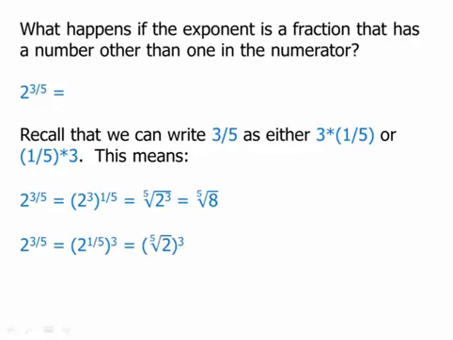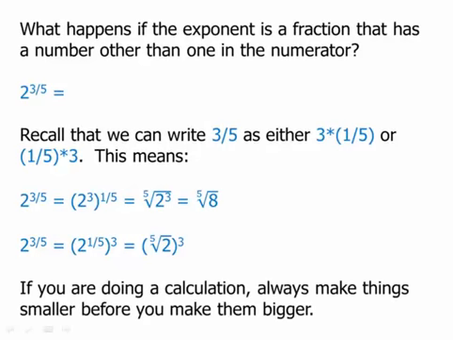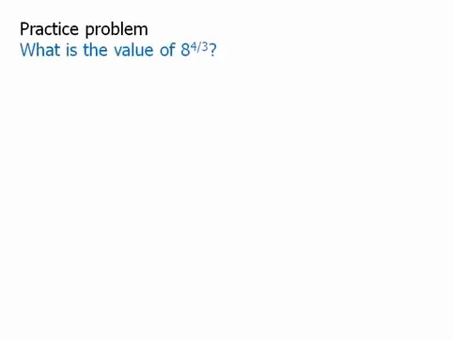Another way I could do it would be to write the 5th on the inside. So on the inside, I have just the 5th root of ordinary 2, and on the outside, I'm cubing it. Either one of those is perfectly fine. And I will say, if you actually have to do a calculation, if you have to choose between these two, always make things smaller before you make things bigger. That's a very important point of strategy. Here's a practice problem where you can apply some of this. Pause the video and then we'll talk about this.